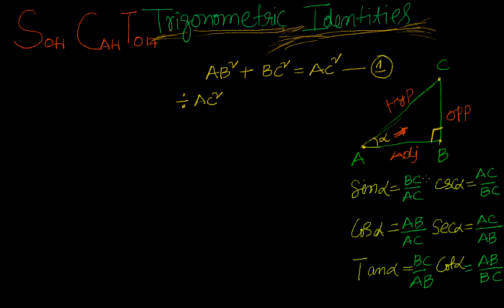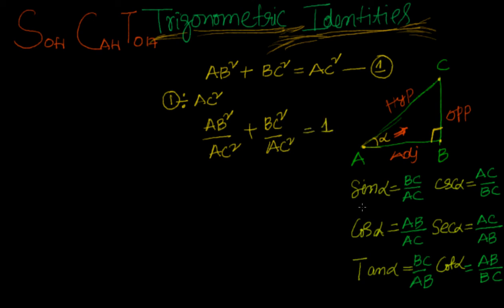So if I see sine, the value of sine alpha is BC by AC. But if I look into the Pythagoras theorem equation, I have squares there, right? So if I square sine alpha, it becomes BC square by AC square. That means I should divide this whole equation by AC square, then only I can write sine square alpha. So if I divide by AC square, this becomes AB square by AC square plus BC square by AC square is equal to 1.